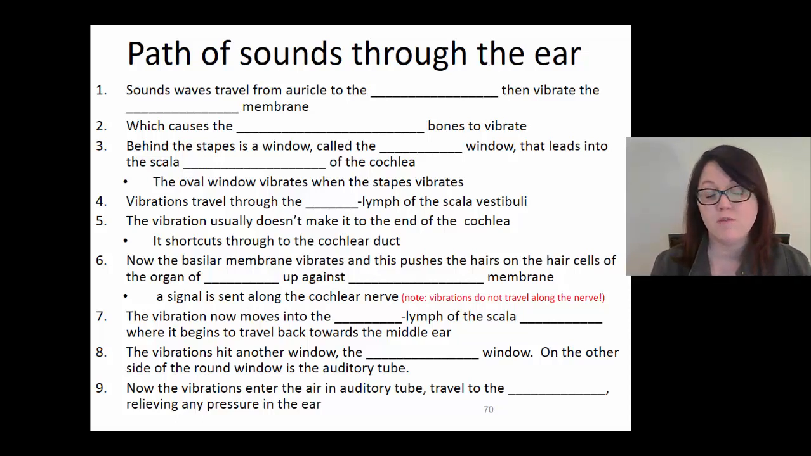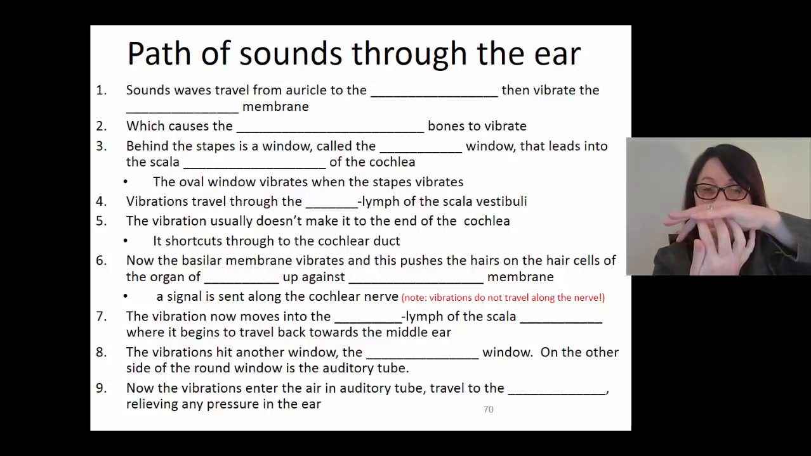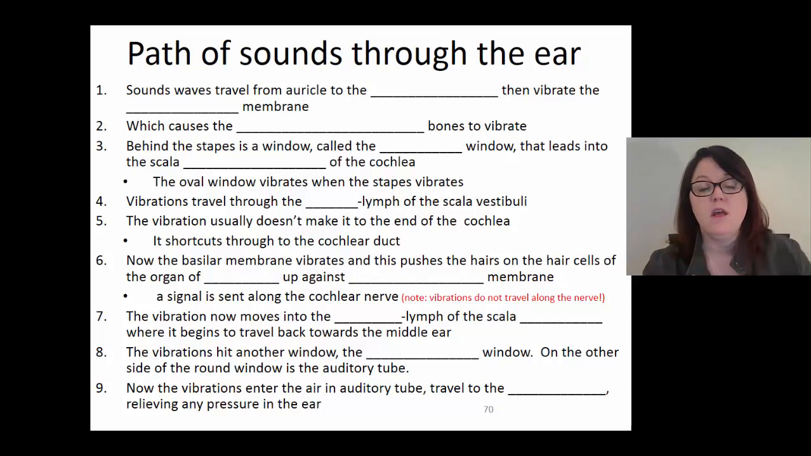Those vibrations travel through the perilymph of the scala vestibuli. The vibration usually doesn't make it to the end of the cochlea. It usually shortcuts through the cochlear duct. It depends upon the type of vibration, how far it gets through the cochlea. Now the basilar membrane vibrates, and this pushes the hairs on the hair cells of the organ of Corti up against that tectorial membrane, right? So the hairs are bent, right? And then this is going to lead to a signal being sent along the cochlear nerve.